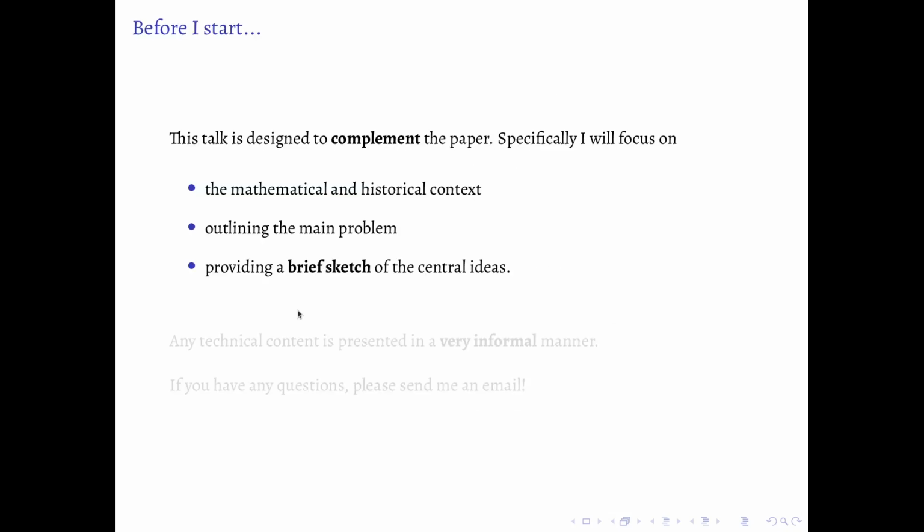So before I begin, I want to briefly outline the purpose of this talk in relation to the paper, because it's very hard to squeeze an entire LICS paper into a 25-minute talk, and I'm certainly not going to attempt that today. Rather, I want to focus on just outlining the mathematical and historical context to the paper, and then presenting the main problem I was trying to solve. So I'm going to give a very brief sketch of the central ideas and the main technical problems, but nothing more than that. So any technical content I give is presented in a very informal manner.